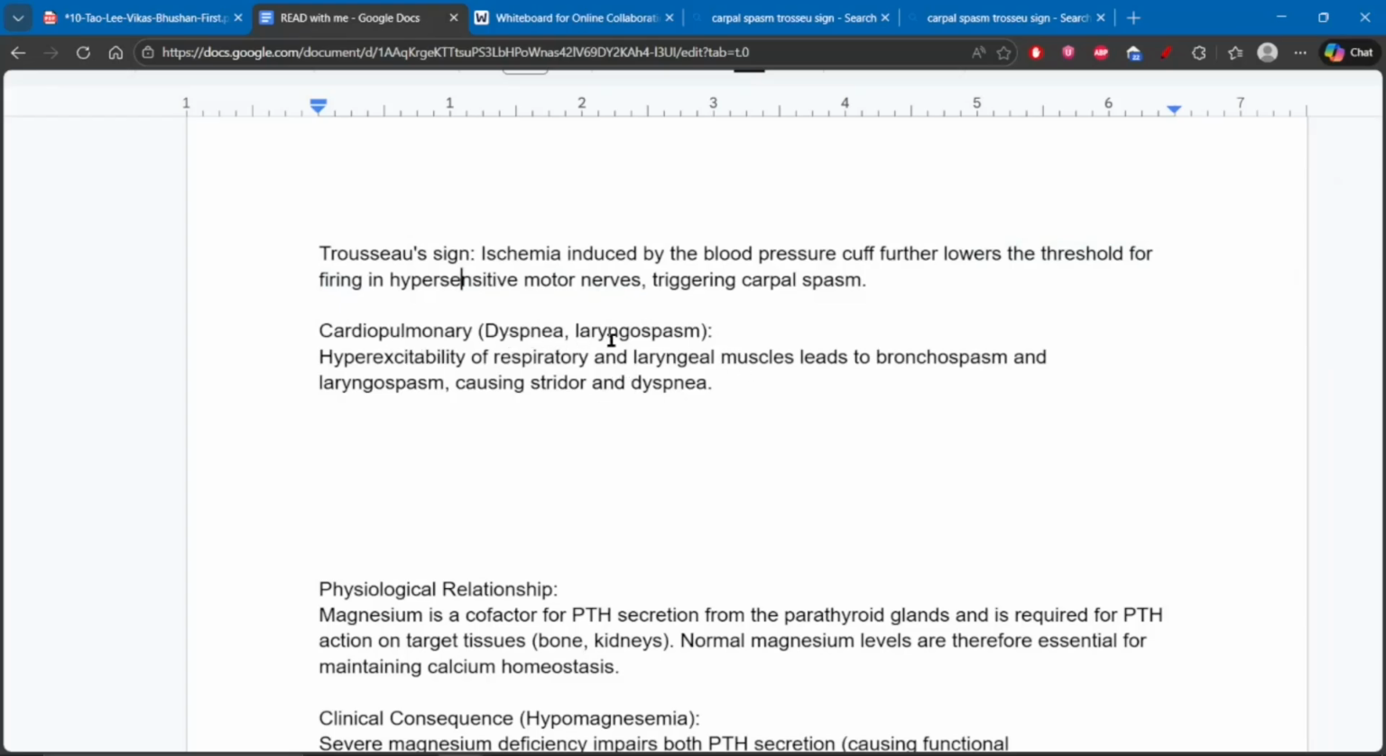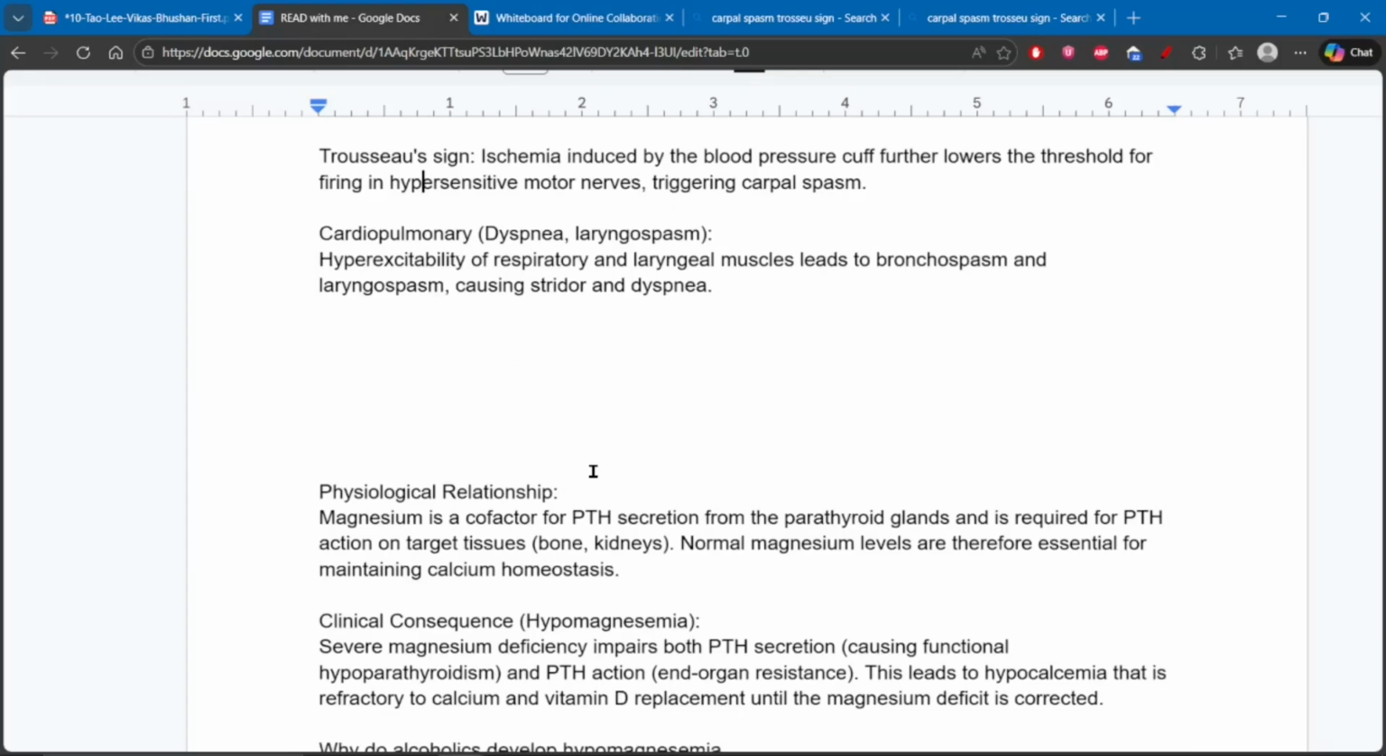Cardiopulmonary symptoms such as dyspnea and laryngospasm occur due to the hyperexcitability of respiratory and laryngeal muscles, leading to bronchospasm and laryngospasm, causing stridor and dyspnea. So, although this is not the first symptom to occur, and not very common, this is the most dangerous, right? I would say this one, because the airway is now compromised. So this is the most dangerous.